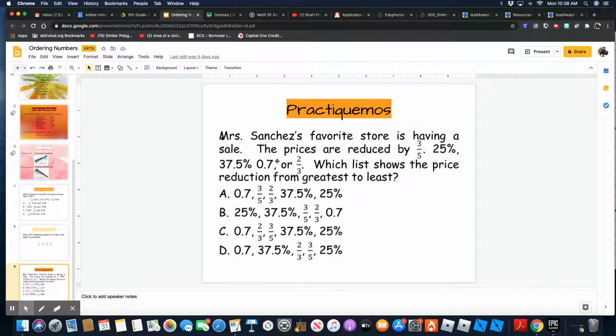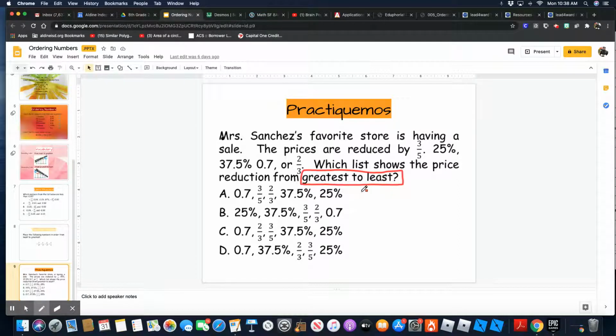So this problem has a bunch of words. Let's see what it says. It says Mrs. Sanchez's favorite store is having a sale. The prices are reduced by 3/5, 25%, 37.5%, 7/10 or 0.7, or 2/3. Which list shows the price reduction from greatest to least? Okay, so this question is asking us to sort these numbers from greatest to least, or from biggest to smallest.